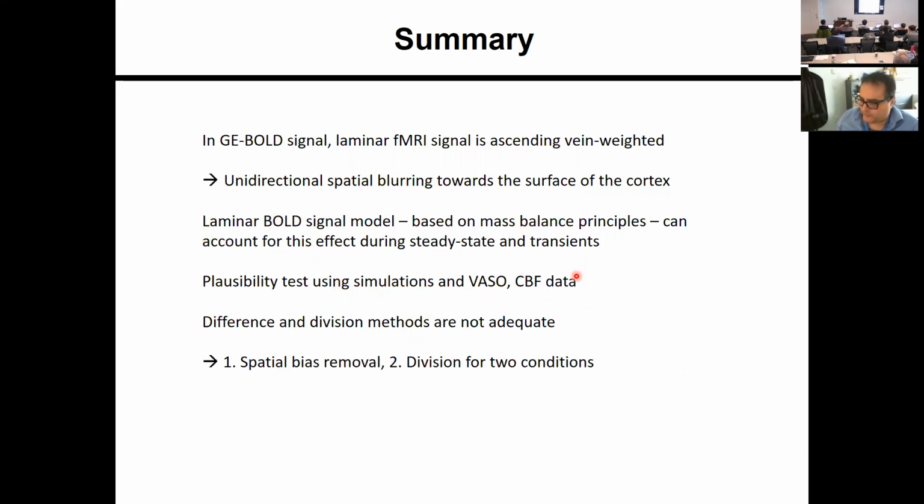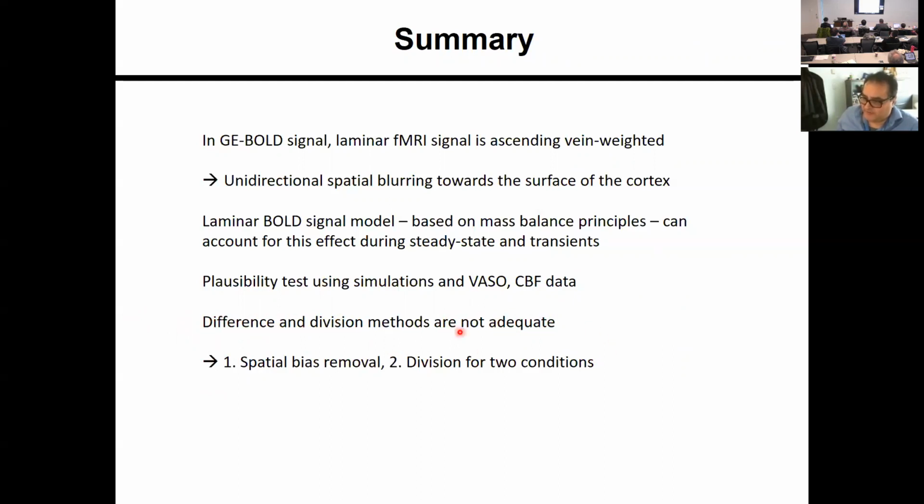There might be further improvements possible, but my argument would be, because we know the gradient echo BOLD signal is misleading if you take it at face value, it's better to do something than to interpret it directly in the original form without any further processing. Difference and division methods are not correct in laminar fMRI. They're also not correct in low resolution fMRI, but there the problems are less.